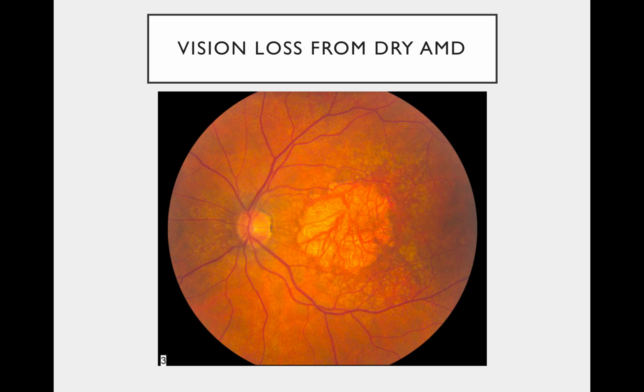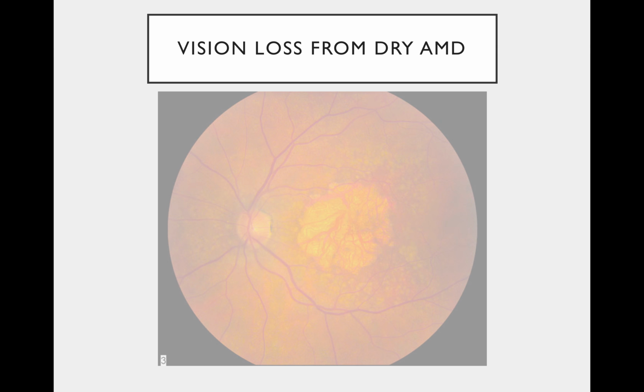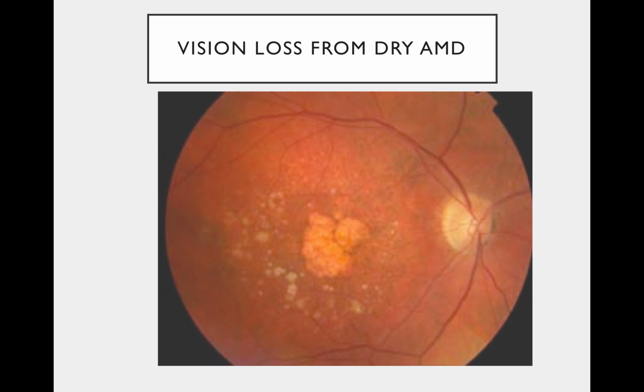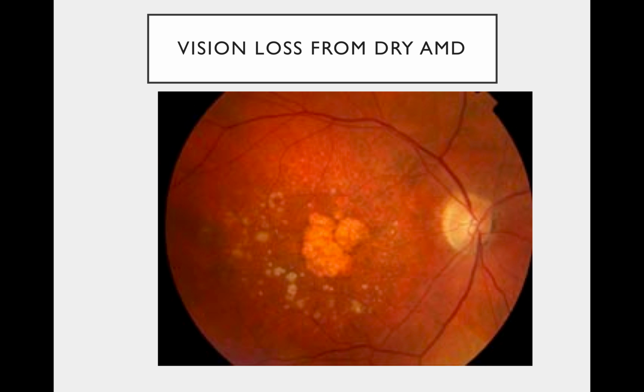Vision loss from dry macular degeneration comes not only from drusen, but also from tissue loss. Here we see a geographic area of tissue loss involving the fovea. When tissue is lost and atrophy develops, unfortunately, there is significant vision loss. Here's another case, less dramatic, but similarly causing significant vision loss.